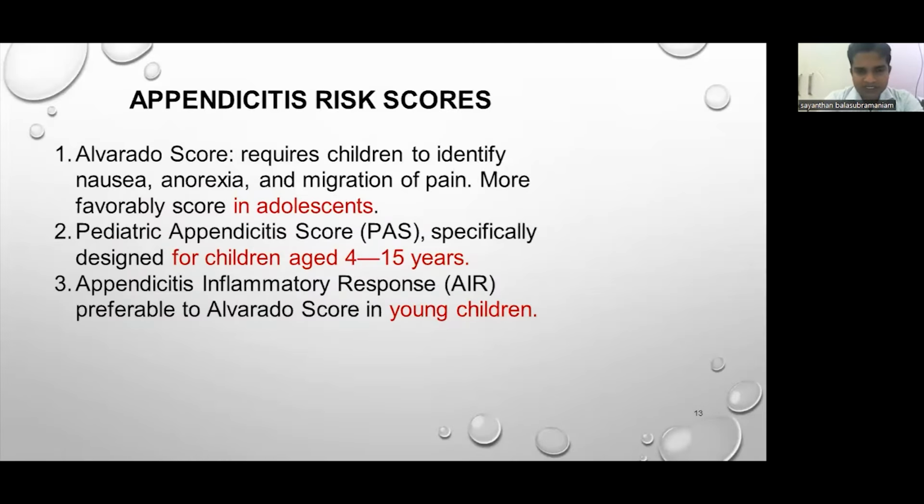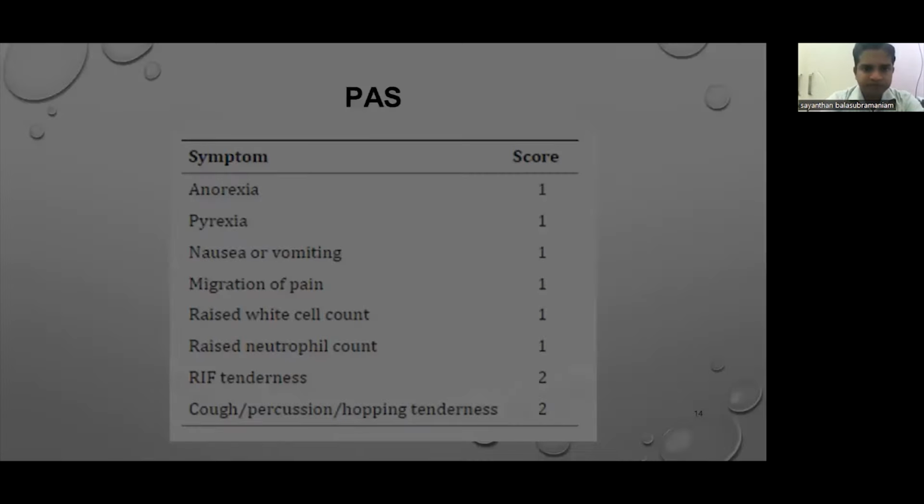There are various scoring systems because, for easy and early practical care, sometimes doctors may prefer to use a scoring system. There are scores: the Alvarado score, the pediatric appendicitis score, that means the PAS score, and another score, the AIR score. Almost all are based on clinical examination, presentation, as well as blood investigations. But the pediatric appendicitis score is very simple. You can easily see, I will show it now.